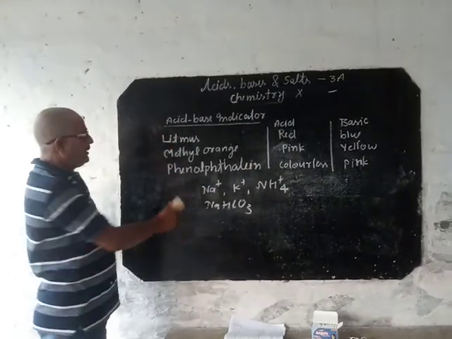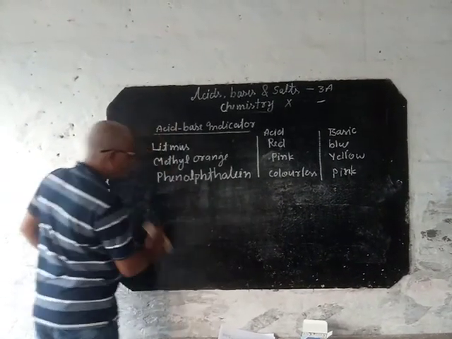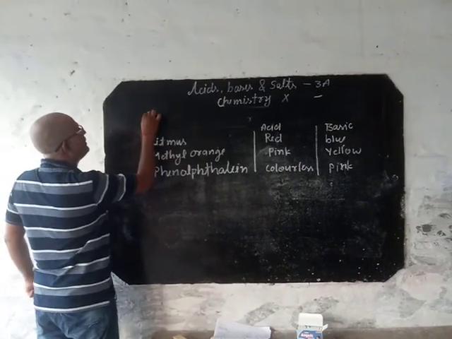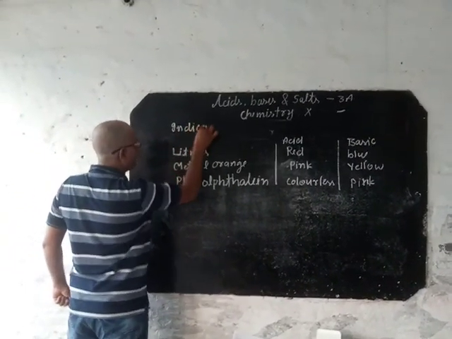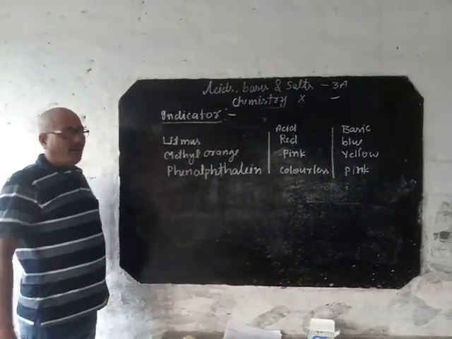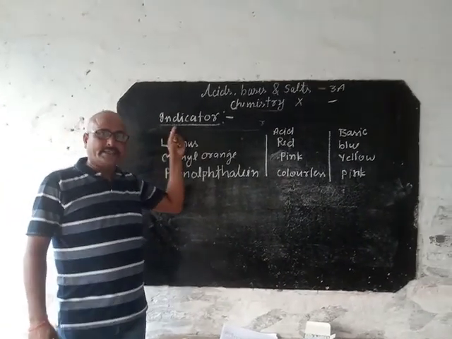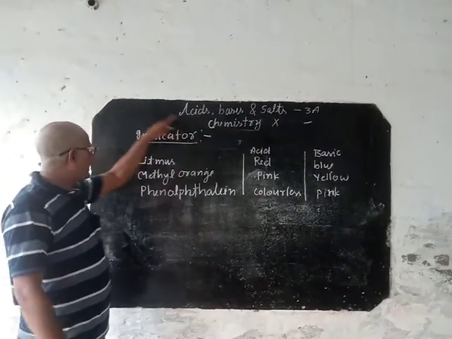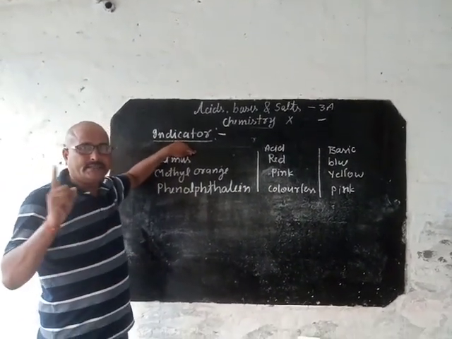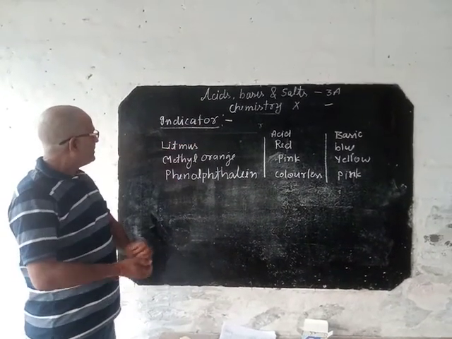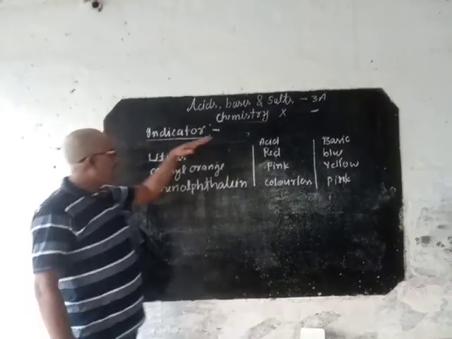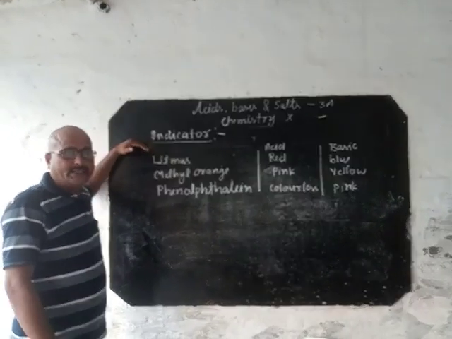Now I am moving towards indicators. What do we mean by indicator? In chemistry, an indicator means a compound which gives different colors in different types of solution. That compound is known as an indicator, or the substance known as an indicator. The substance which gives different colors in different types of solution is called an indicator.